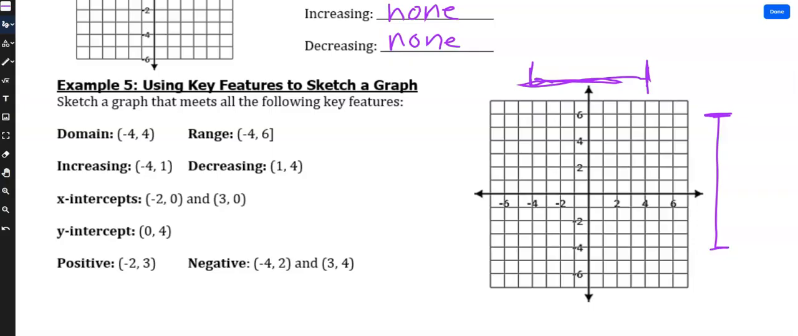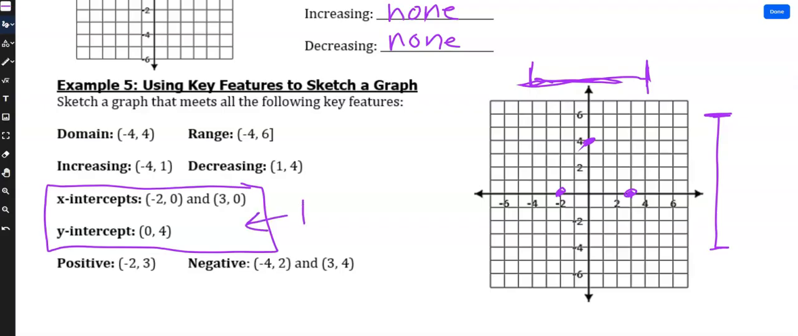Maybe I should see where it's positive and negative first. Ooh, let's do the intercepts. Yeah, that's a smart idea. Negative 2, 0. Okay. 3, 0. And 0, 4. Okay, so this is important. We kind of got our guidelines with our domain and range, right? But it's very, very important that you attach these points to the graph before you start doing other things.